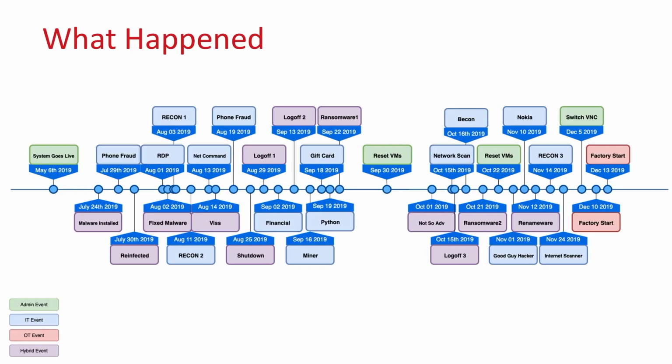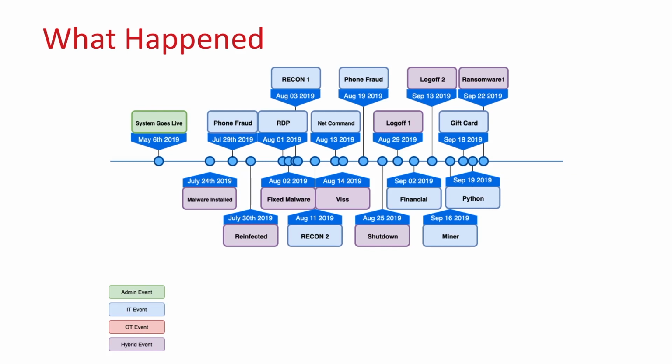So now we get to the fun stuff. What happened on our system? A lot happened, and you'll see that there is actually a couple gaps here. The first one being the time that we went live to the time that we had an attack. And then you'll also see a gap after the first ransomware attack that we had, into resetting the virtual machines and going live again. So we're going to break these down into two larger sections: the section just after we started up until the reset, and then the section after the reset.